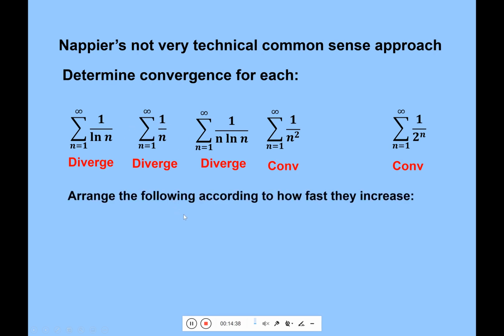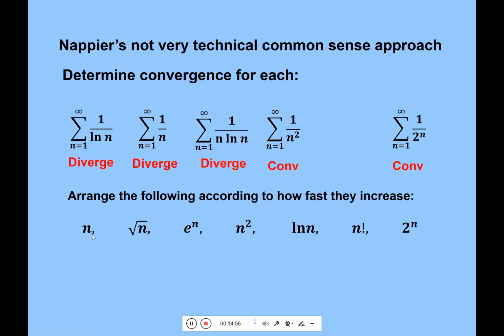Now, in order to talk about how fast things increase, we need to take a step back and talk about different basic functions. Consider all these different kinds of functions separately. I want us to put them in order according to how fast they increase.